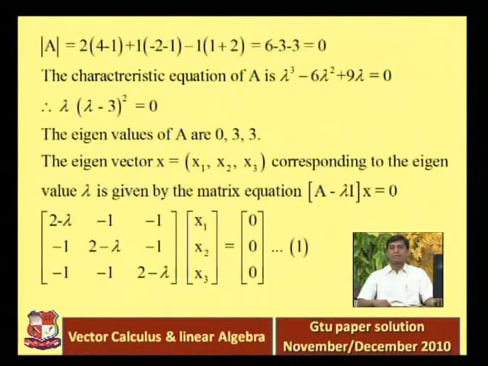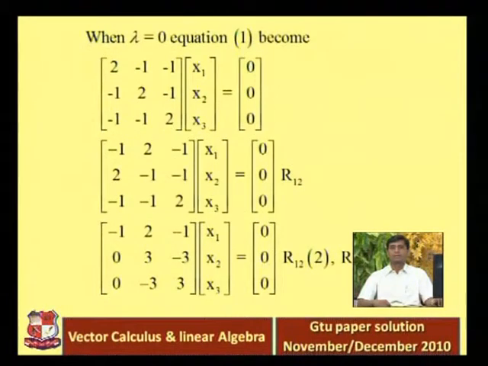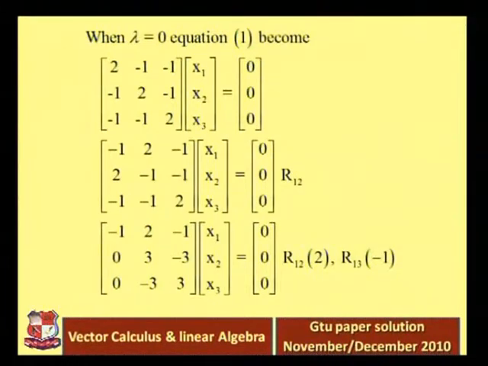So you will get the matrix 2 minus 1 minus 1, minus 1 2 minus 1, and minus 1 minus 1 2. Now convert this matrix into row echelon form, so we can solve for x1, x2, x3. We just interchange R1 and R2, so we are interchanging the first and second row. The elements are the same, but the first and second rows are interchanged.